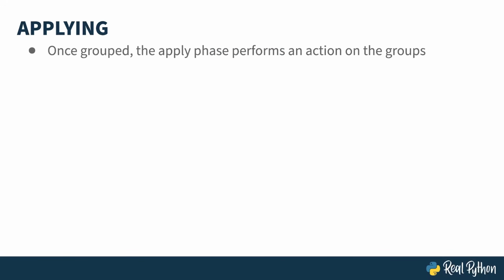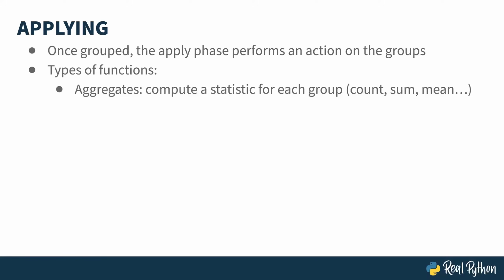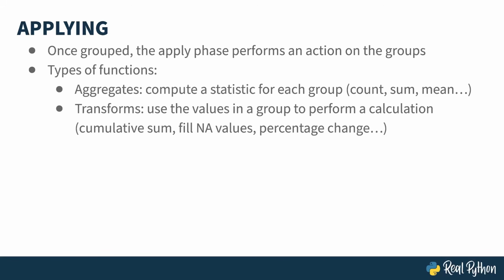Once you've got things grouped, the applying phase performs some action on the groups. Pandas breaks the kinds of functions that you can perform in the applying stage into 3 types. Aggregates compute a value based on the data in a group. This is things like counting the number of things in a group, summing the values in a group, or calculating their average. The next set of functions are transforms. These use the values in a group to perform a calculation. For example, cumulative sum adds together the values from groups.